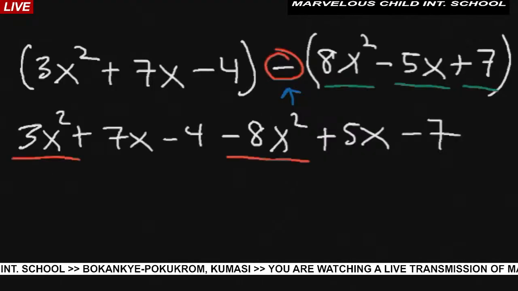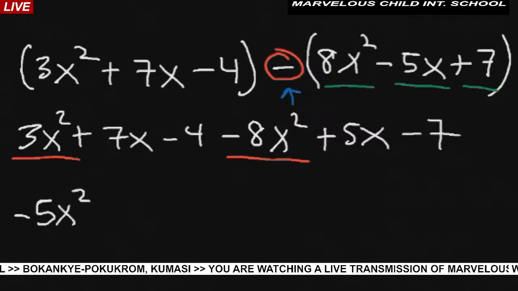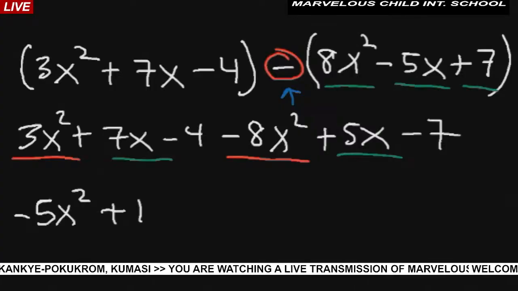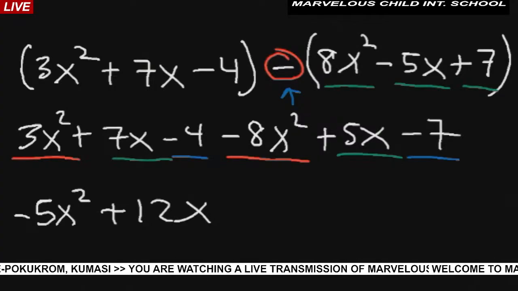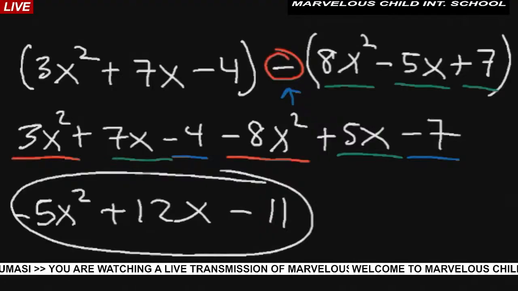3x squared plus negative 8x squared. 3 minus 8 is negative 5. So it's negative 5x squared. 7x plus 5x. 7 plus 5 is 12. So it's 12x. Negative 4 plus negative 7 is the same as negative 4 minus 7, which is negative 11. And so that's how you can add or subtract polynomials.